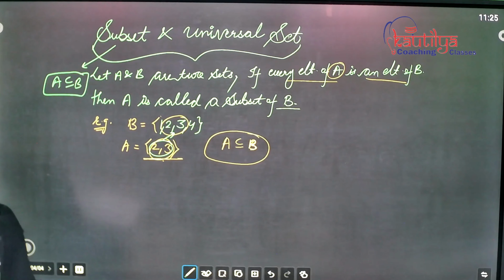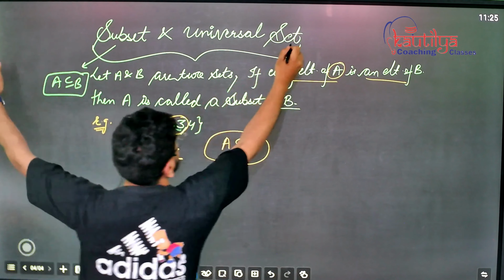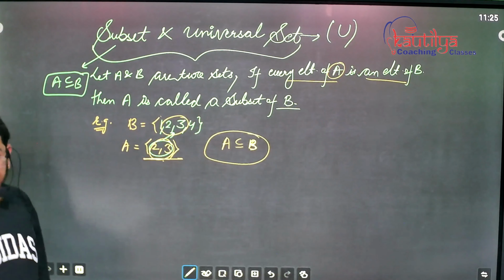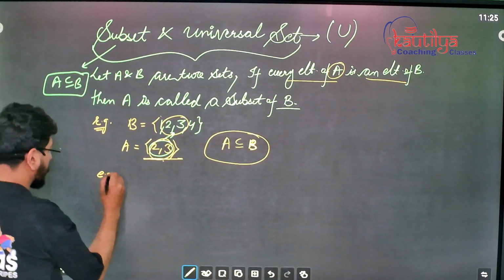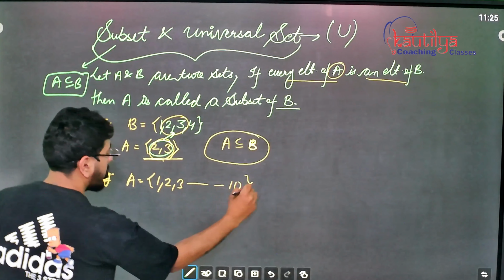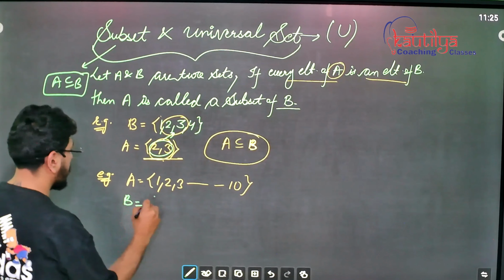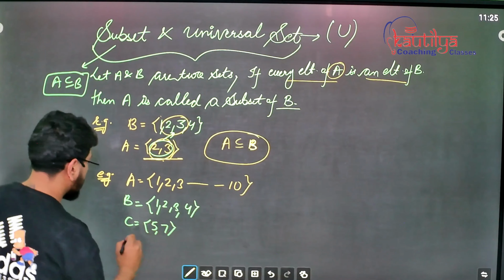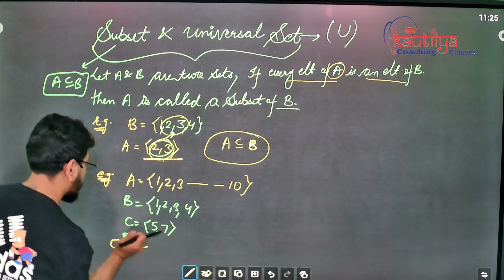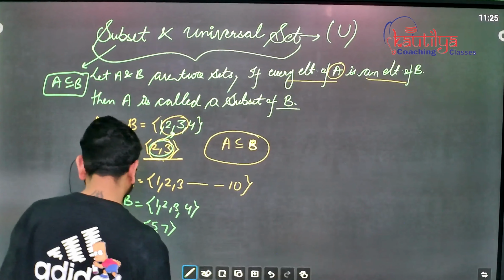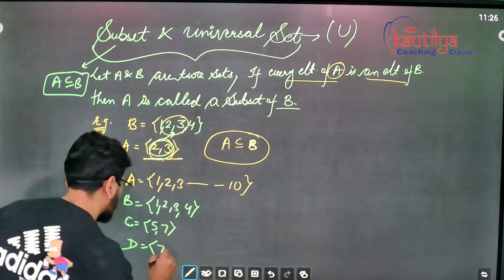Moving with the universal set. The universal set is denoted by capital U. For example, let's take an example for the universal one. Let's suppose A is equal to 1, 2, 3 up to 10, and the B element is 1, 2, 3 and 4. C element is 5 and 7. D element is 7 and 9.